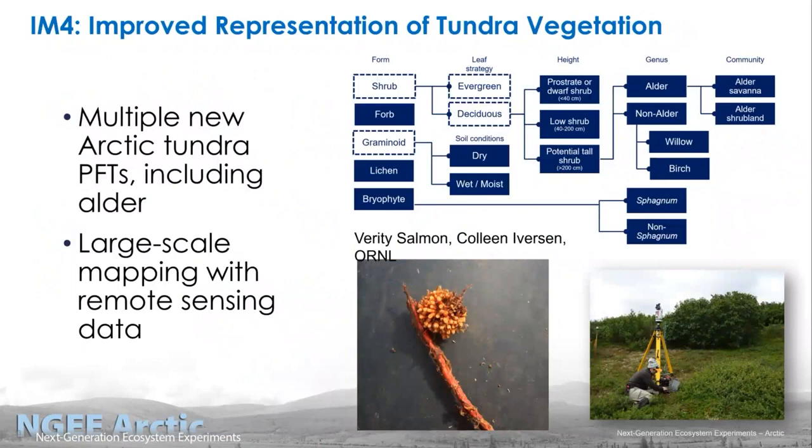We've focused a lot on improved representation of tundra vegetation. There previously were just two vegetation types for all of the Arctic tundra in our ELM model. And the blue boxes to the upper right illustrate the very much larger than two number of important plant functional types that we are hoping to represent within the model. And this is being done based on extensive field observations and model development and evaluation against those observations.